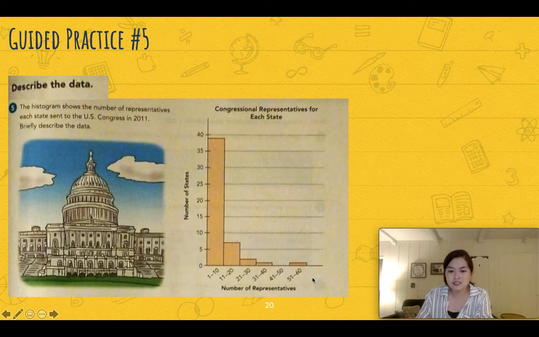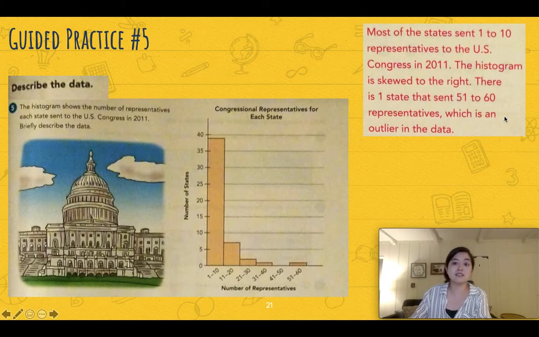And then I noticed this bar here. This is an outlier, isn't it? Because it's separated from the rest of the bars here on the histogram. Okay, so this would be an outlier. So that's what I have so far. Did you have any similar results as I did? Did you have something different?